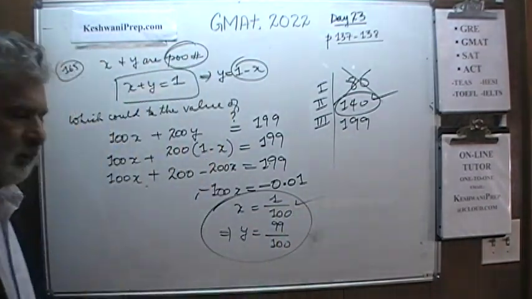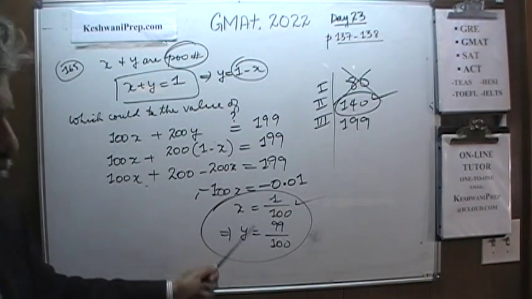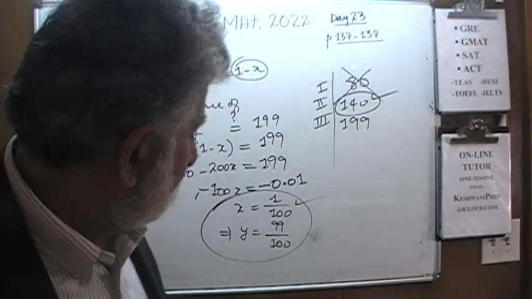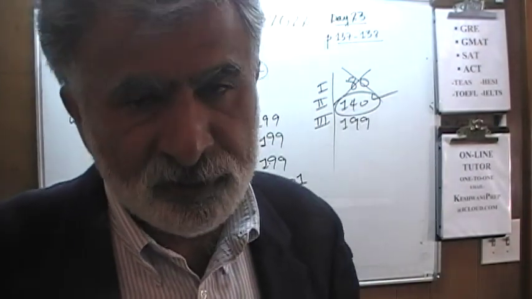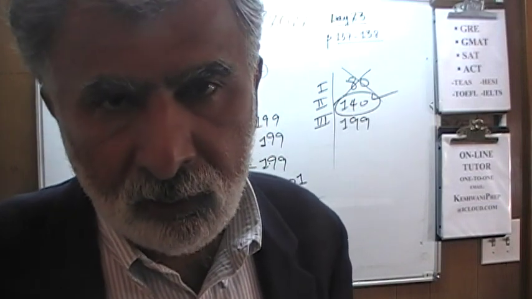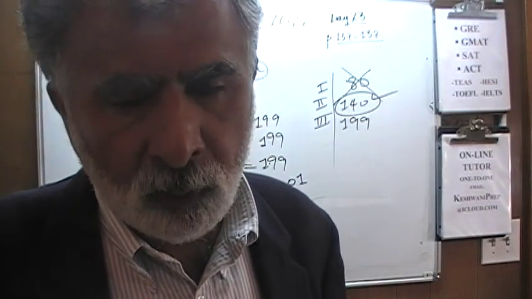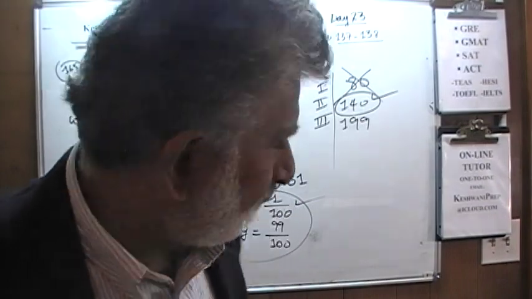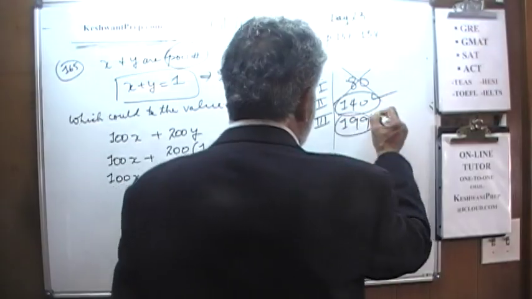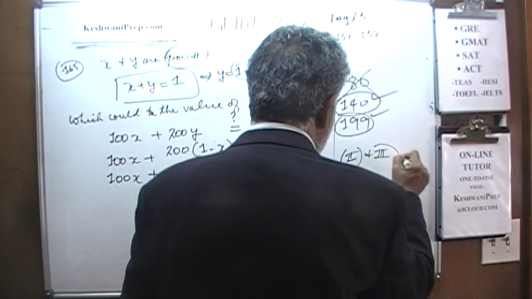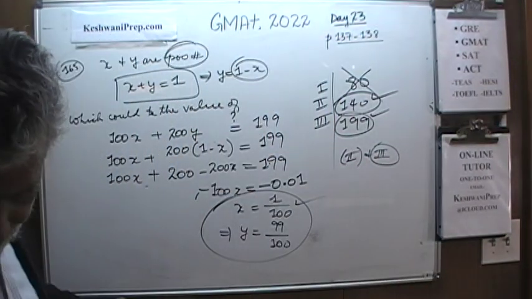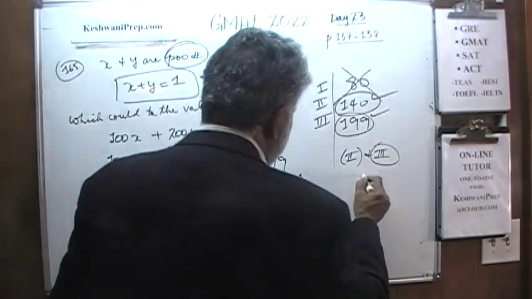And that is also fine. X is equal to 0.01, which in turn makes y equal to 0.99, which is fine. They both add up to 1, and they are both positive. It works. Which means the correct answer is 2 and 3 only. Answer is E.